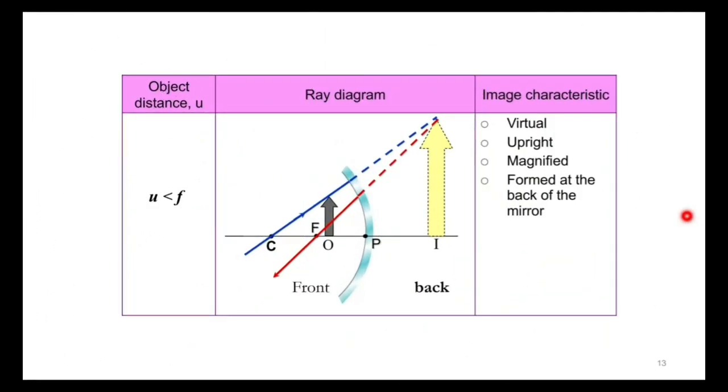And the last one, if you put your object less than point F, the image will be virtual, which means that it forms at the back of the mirror, and the image is upright and magnified.